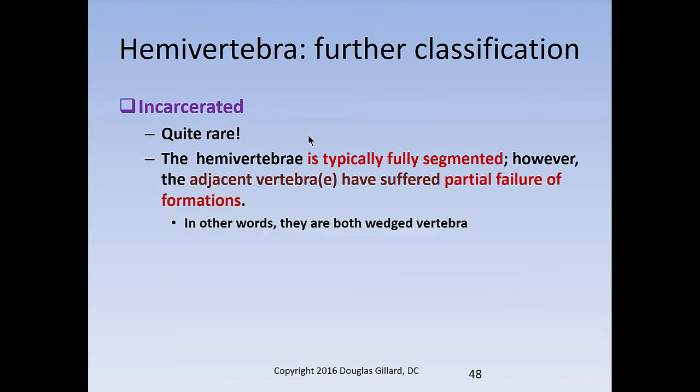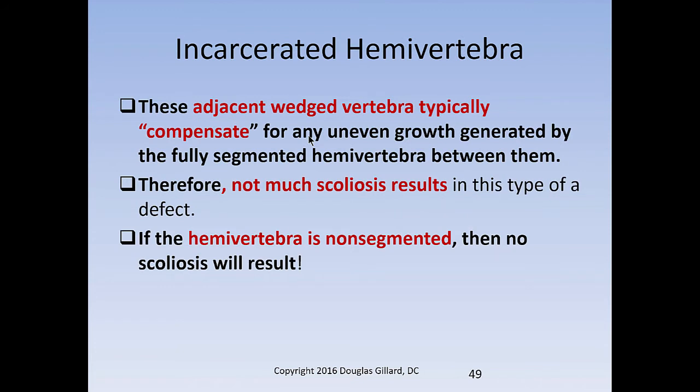We have an incarcerated hemivertebra. I don't think I even have any examples of those except cartoons. They're quite rare, but you could get a hemivertebra which is fully segmented and dangerous, guns loaded. However, the adjacent vertebrae happen to be partial failures of formation. What's partial failure of formation? That's a wedge. So you have two opposite-facing wedges that basically take the punch out of that hemivertebra. They offset it. So the adjacent wedge vertebrae typically compensate for any uneven growth generated by the fully segmented vertebra between them. Therefore, not much scoliosis can result.